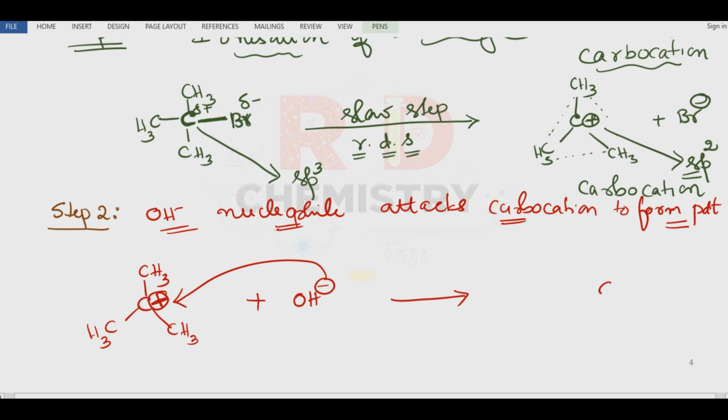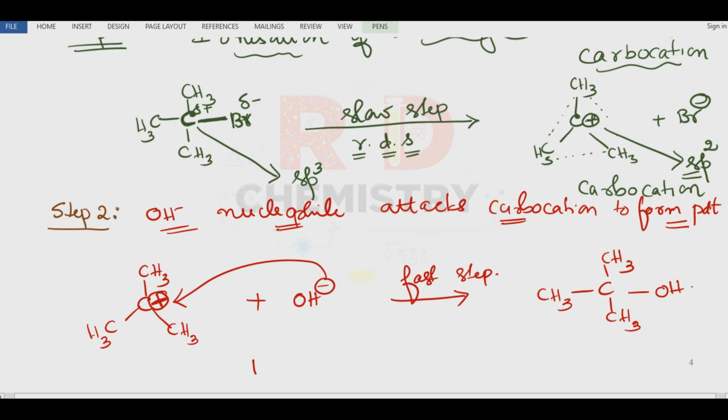Okay, to give tertiary butyl alcohol. Correct. So it gives a tertiary butyl alcohol. OH should be there. Correct. OH. Clear. And the reaction between a positive center and a negative center is very fast, very easy. So the first step is the slow step. Right. Now the rate of the reaction, you know that it depends on the slow step. Which is the slow step? The first step is the slow step.